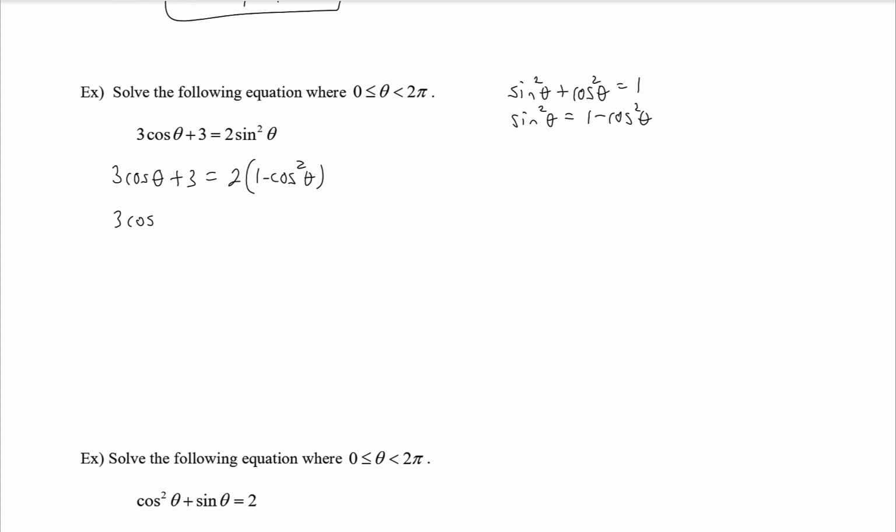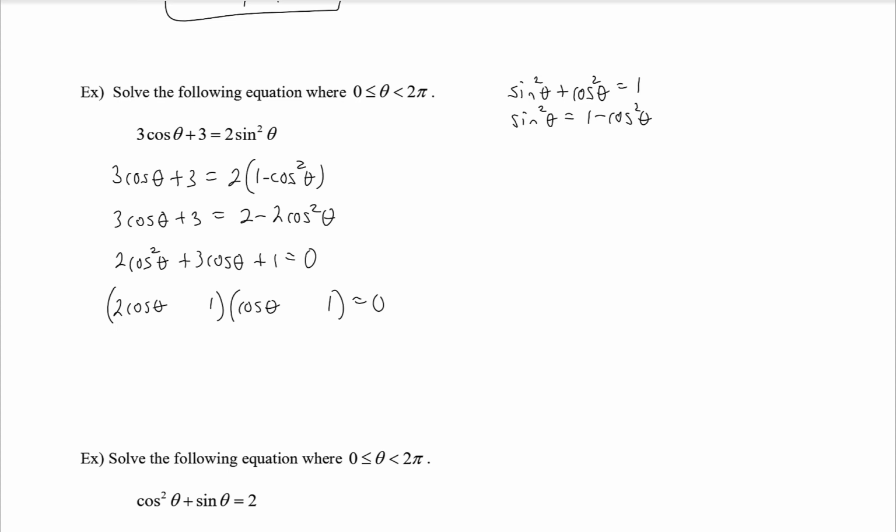Then I'm going to distribute, get 2 minus 2 cosine squared. Then I'm going to move everything to one side. And then I'm going to attempt to factor this like I factored the other one. Let's see if we can make that happen. So I could do a 1 and a 1, positive, positive. That would be 2 cosine squared. 2 plus 1 is 3. Oop, that works. So then 2 cosine plus 1 is 0, which means cosine is negative 1/2. And this simply says that cosine needs to be negative 1.